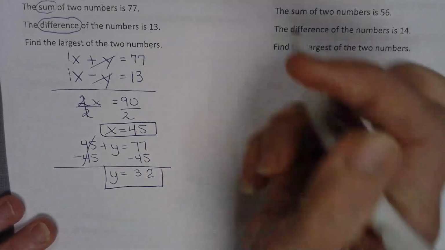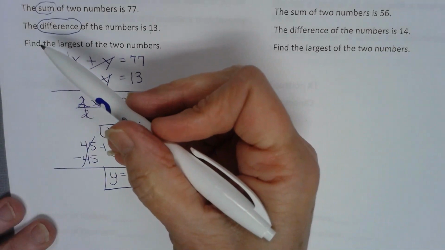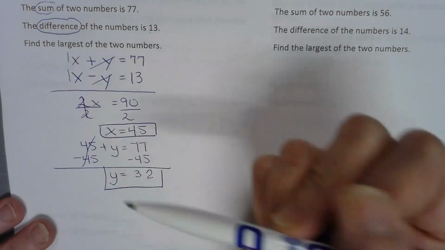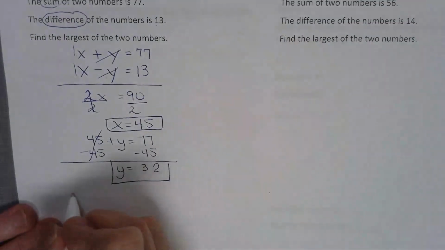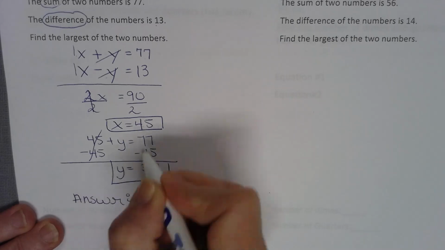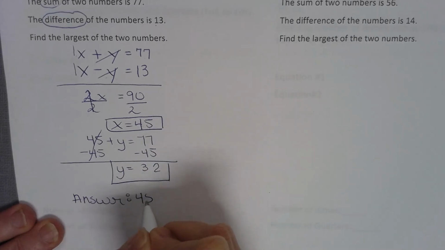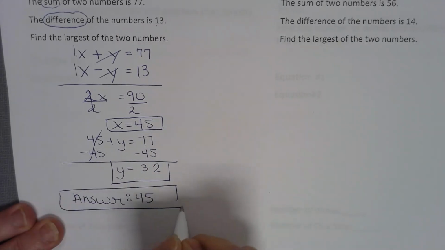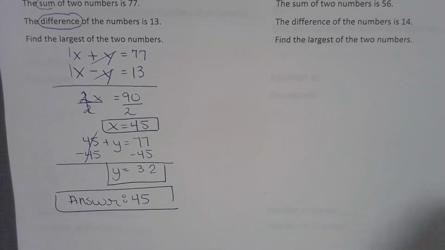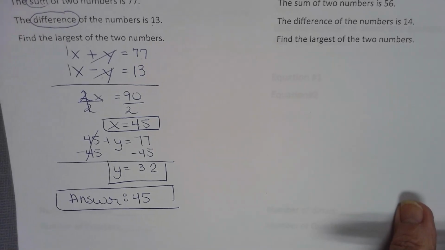And now, it asks us a particular question. Find the largest of the two numbers. So the answer is 45. 45 is the largest of the two numbers. All right, you're going to work out this one on the right just like that one.